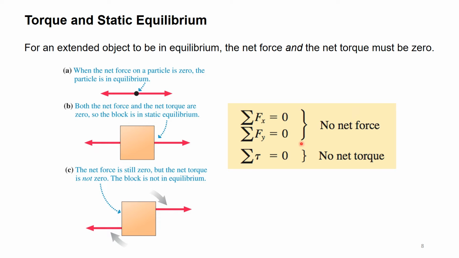That's one condition. The second condition, you choose any pivot point and then you calculate the torque of all the forces around the pivot point, you should get 0. That would tell us that there is 0 net torque on the object. Let's again emphasize that when you're calculating the net torque, you can choose any pivot, and no matter where you choose the pivot, you are guaranteed to get 0 torque if an object is at equilibrium.